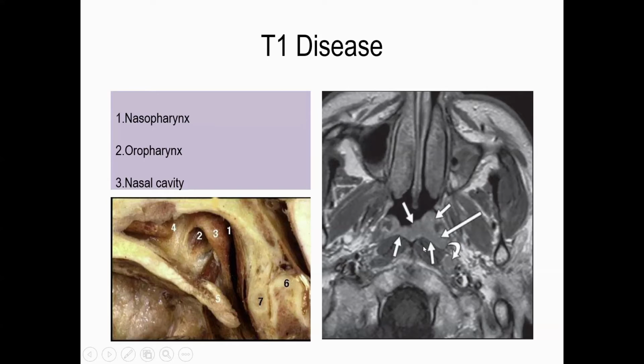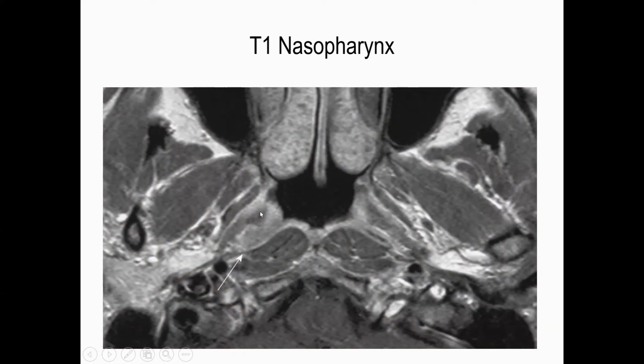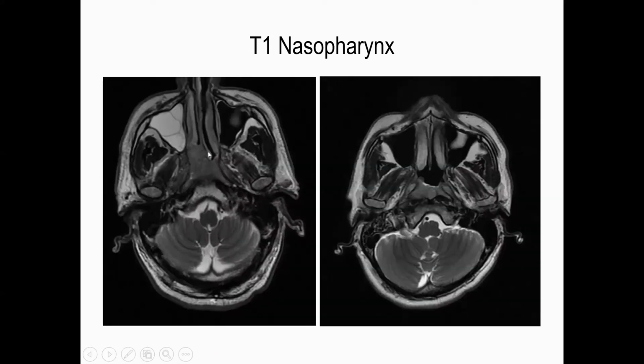The prevertebral muscles are not involved. The parapharyngeal space is not involved. The pterygoid muscles are intact. So it is a T1 disease. Again, I will show this soft tissue enhancement. You can make out in the right lateral pharyngeal recess there is a small tumor confined to the nasopharynx. That's a T1 disease. And in this, you can make out the tumor is infiltrating into the posterior aspect of the nasal cavity, and it is still a T1 disease.